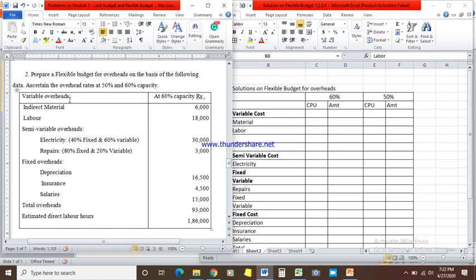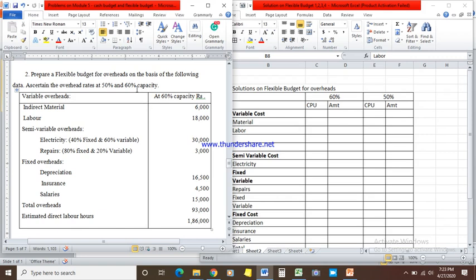So you have given the variable overheads. At 60% capacity is already given. Indirect material, labor, semi-variable overheads. So under semi-variable overhead we have electricity, which is 40% fixed and 60% variable. Repairs 80% is fixed, 20% is variable. In addition to this, we also have fixed overheads, which are going to remain same whether it is at 60% capacity or 50% capacity. So the total overhead is already given for us, it is 93,000. And the estimated direct labor hours at 60% capacity is 1,86,000 hours.